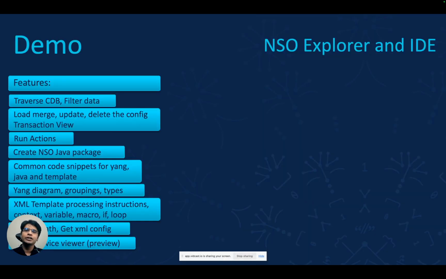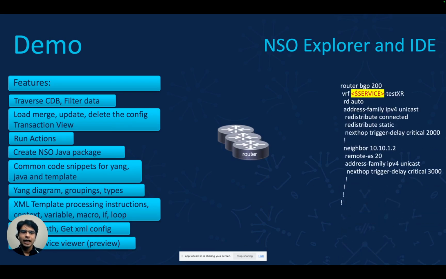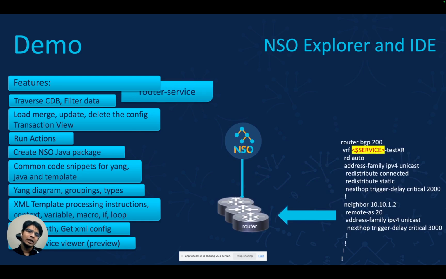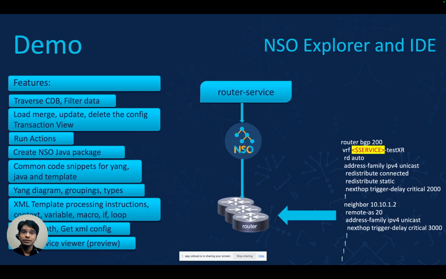So what we are going to see today is these many features of Explorer and ID. And in my setup, I have a couple of NetSim devices. And let's say we want to push some configs, let's say this BGP config, on the devices. Obvious choice, we will use NSO. And to push this config, we'll write something on top of NSO. Let's say we'll write a router service package.